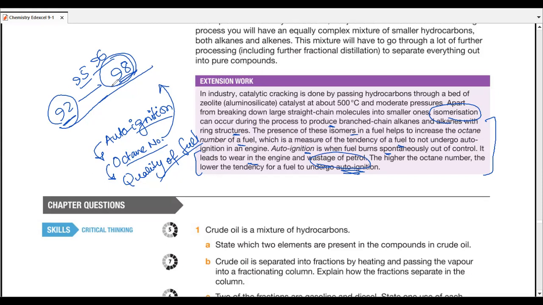All right. But that's just the extension work. Usually they do not ask questions from these parts. Remember, the extension work is there to make sure that when you go to A levels, you can start off with this kind of stuff and discussion. Usually in IGCSE, they do not ask you questions from the extension sections. They stick to the main portion of the chapter.